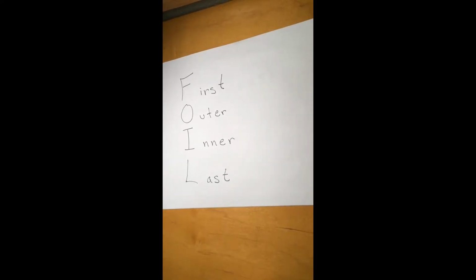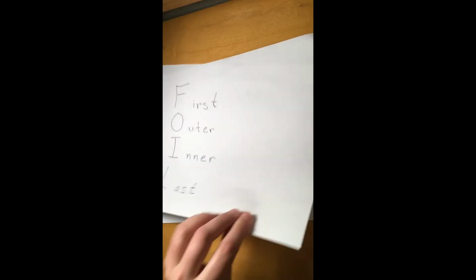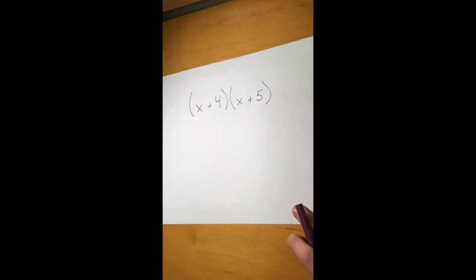FOIL is something we do when we have to multiply groups of parentheses and combine like terms. FOIL stands for first, outer, inner, and last. Let me show you what that means. So here we have two binomials, parentheses, that we need to multiply together.